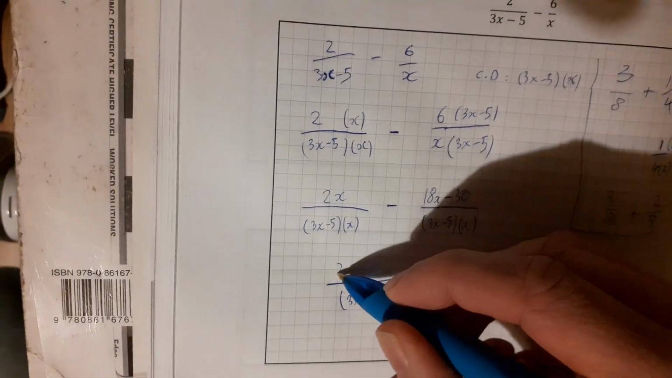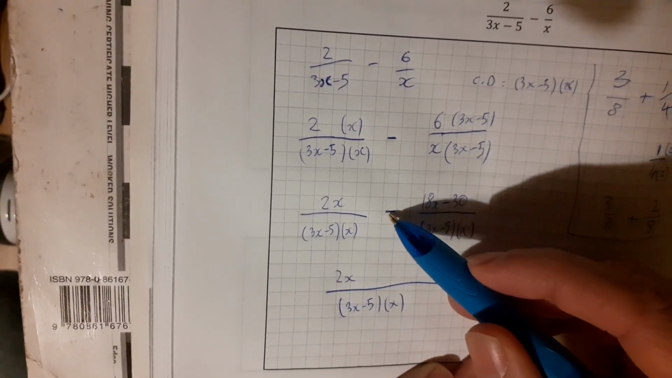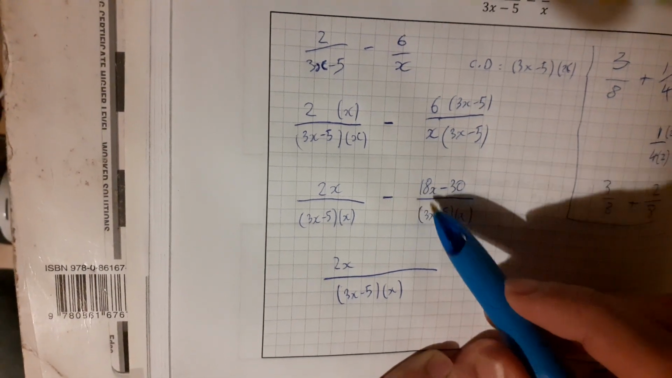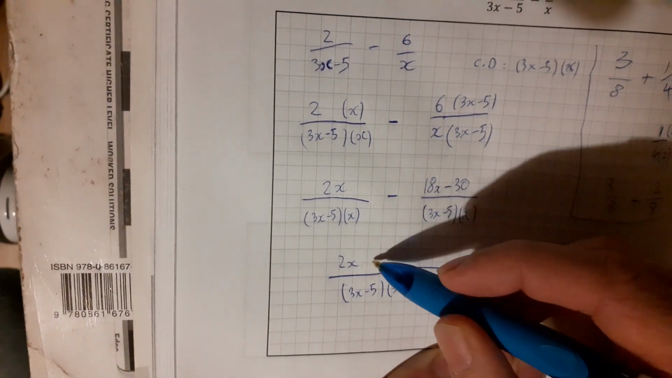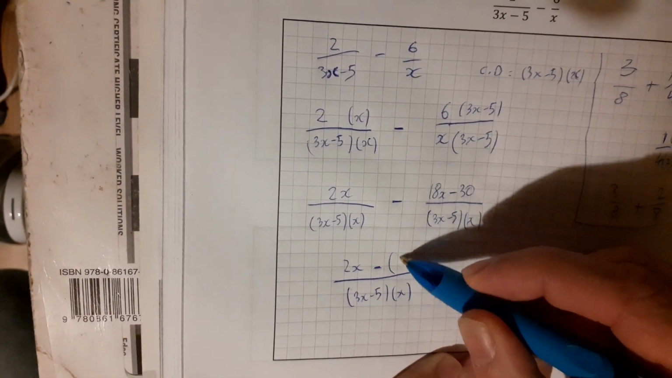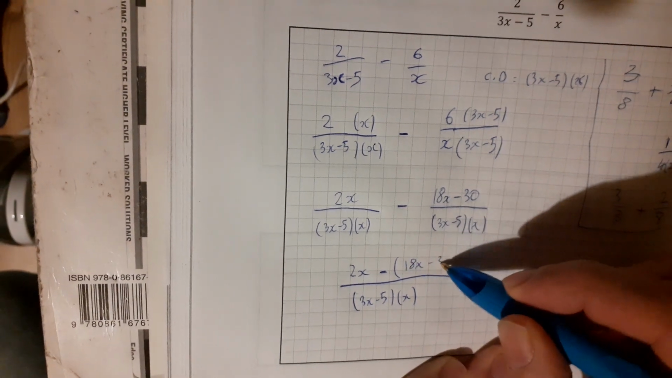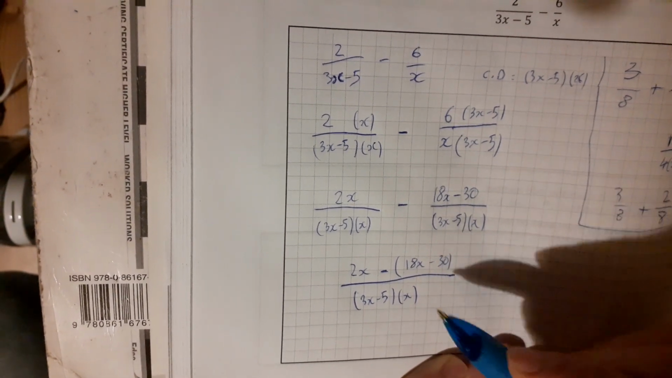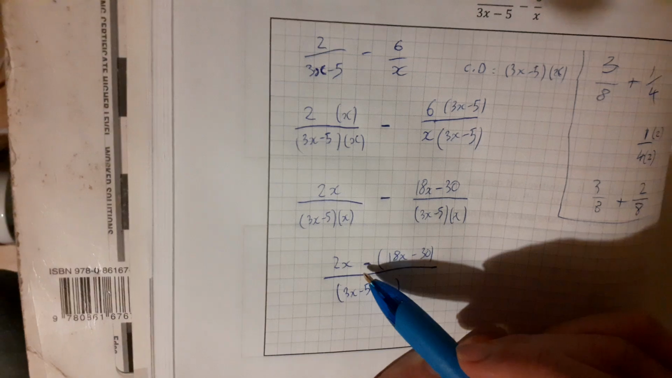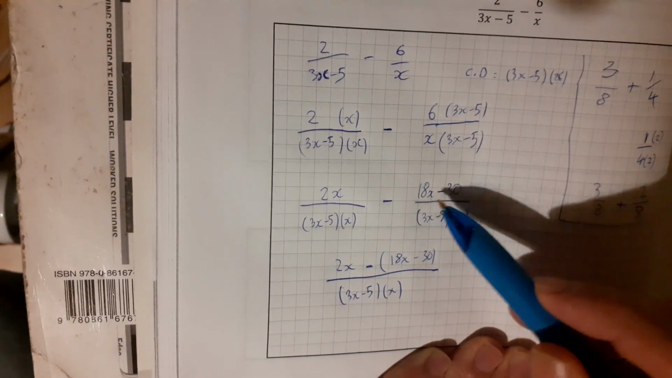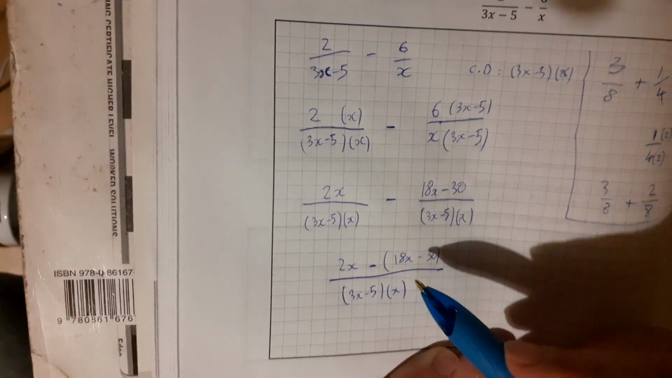We had the 2x. Now this is really important. This minus gets applied to the whole top of this fraction. So you have minus bracket 18x minus 30. That trips up a lot of people. So take a few minutes to get your head around that. You're just minusing the entire top of that fraction. So you need your brackets to show that.